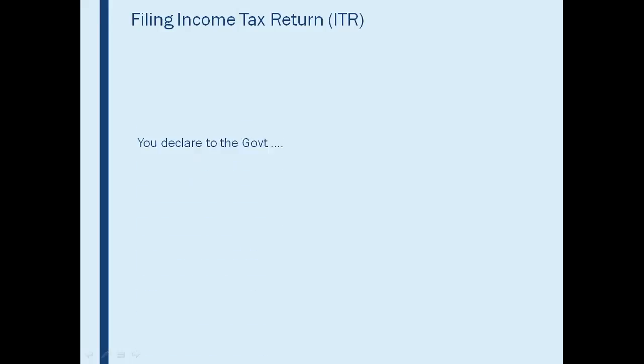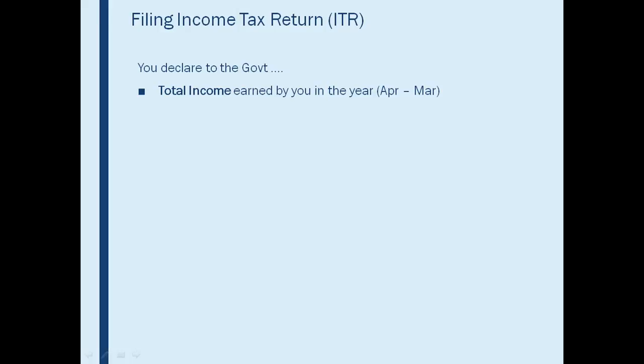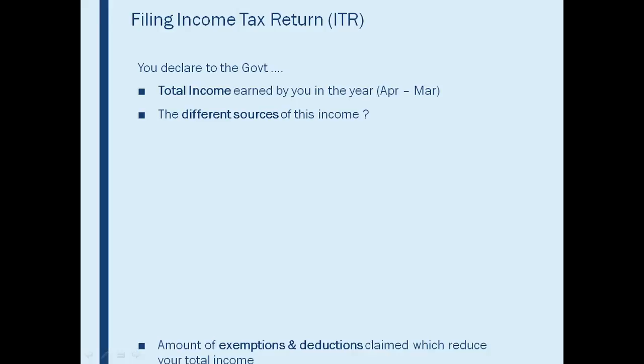Now, what does filing of an income tax return mean? It means that you declare to the government the total income that you have earned in the year. So from April to March, how much was my total income? What were these different sources of income? If I say my total income was, let's say, 10 lakhs, how was this income spread? Let's say 8 lakhs was under salaries and 2 lakhs was under other sources. That breakup you have to give.